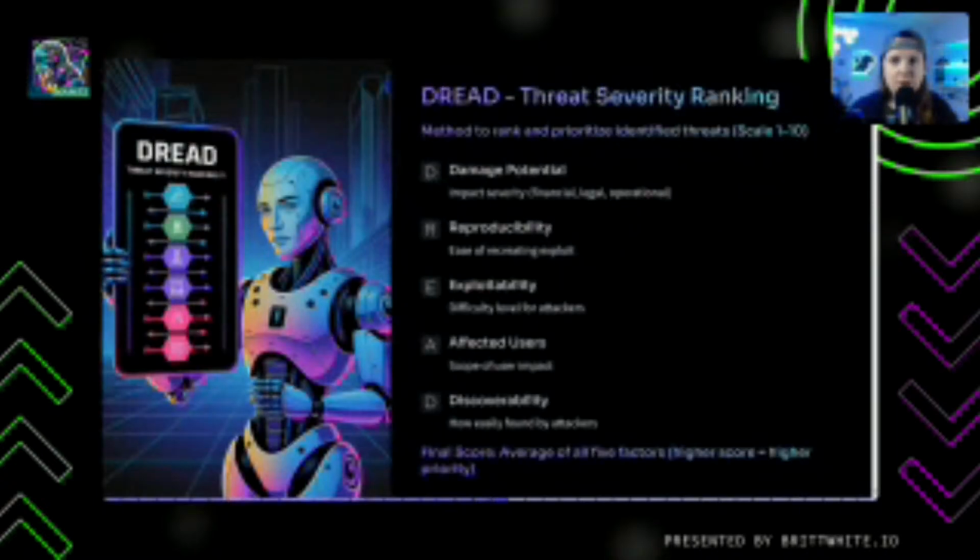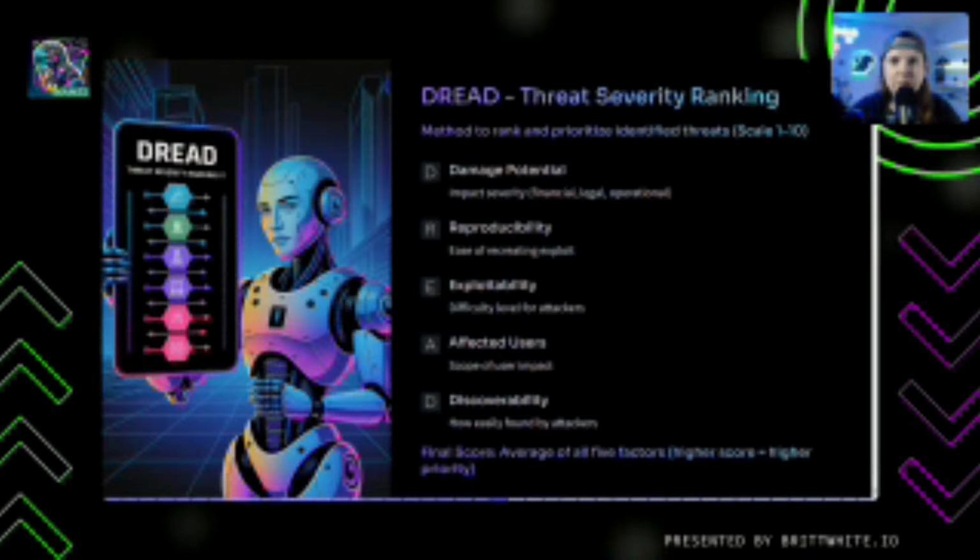DREAD is not a threat identification method, but a method to rank the severity of the identified threats. This methodology is often used in combination with STRIDE or PASTA. DREAD helps you prioritize remediation efforts by assigning a severity score to each threat. DREAD is an acronym for 5 factors used to assess threat severity.